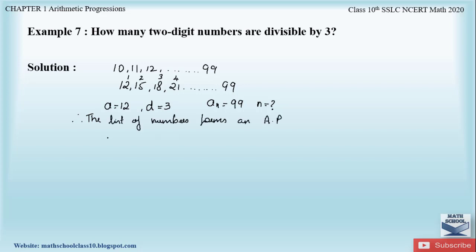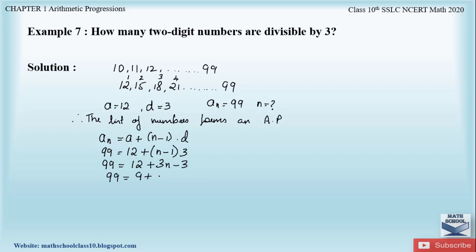Now let us write down the general form of the nth term formula, that is an equals a plus (n minus 1) into d. Now let us substitute the values given. So an equals 99, which equals a, the value is 12, plus n, the value we have to find, minus 1, into d, which is 3. Let us simplify this equation. 99 equals 12 plus 3n minus 3. So 99 equals 12 minus 3, which is 9, plus 3n.